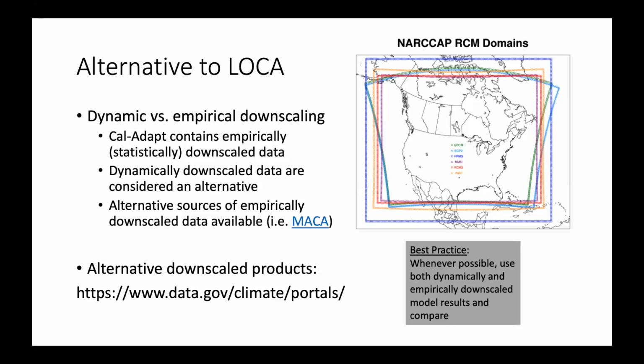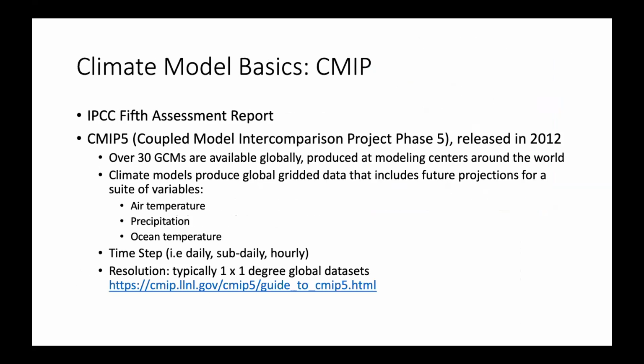But we realize that's a really heavy lift. There's lots and lots of data. It's hard to find them, and they may not be on comparable grids, and there's lots of challenges to using it. We recognize that's hard. And in CalAdapt, there is some dynamic data available from UCLA, but it doesn't cover the entire 21st century, so we don't present it in a lot of the tools. If you're interested in exploring this a little more, you can follow the link to data.gov/climate/portals, and there'll be all sorts of downscaled products that you could utilize in your own work.